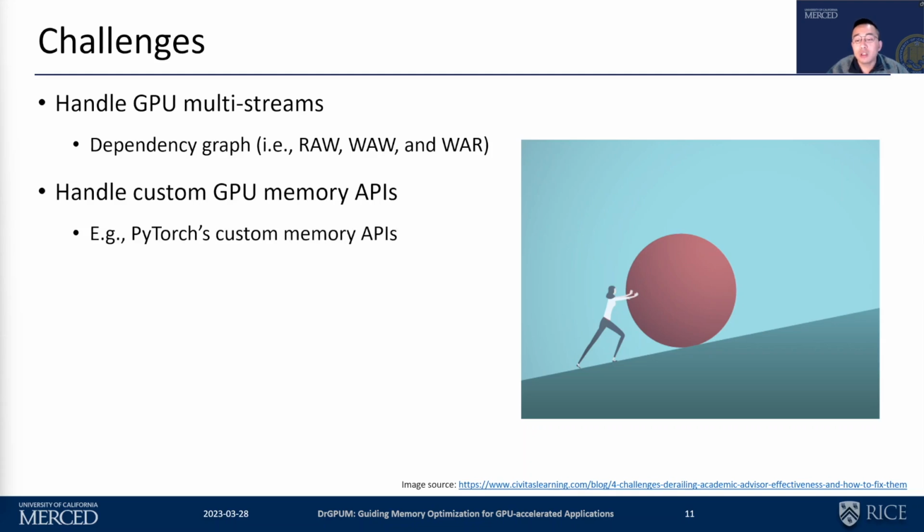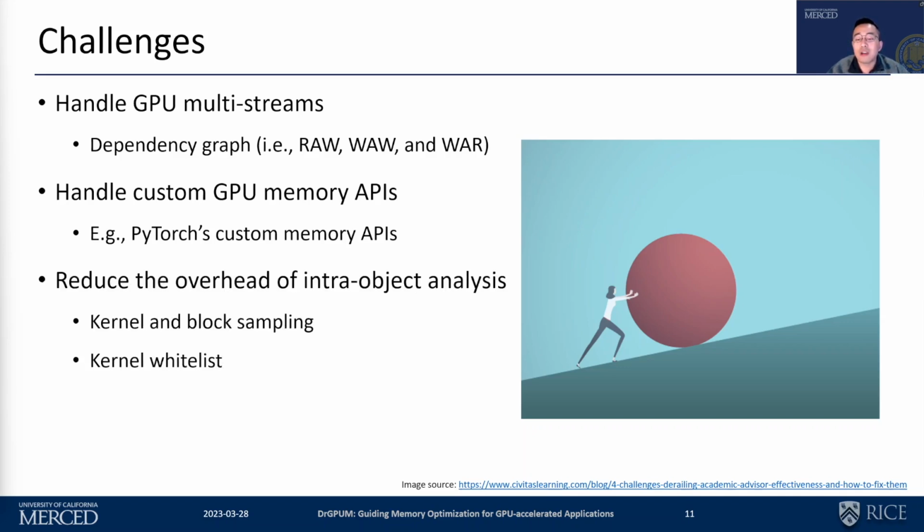DrGPUM also supports custom memory APIs. For example, PyTorch uses custom memory APIs to allocate device memory from a pre-allocated memory pool. DrGPUM supports PyTorch's custom memory APIs.